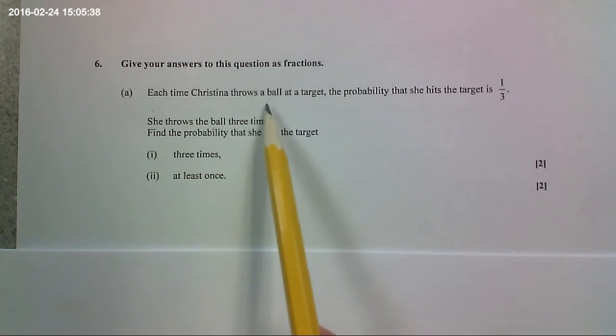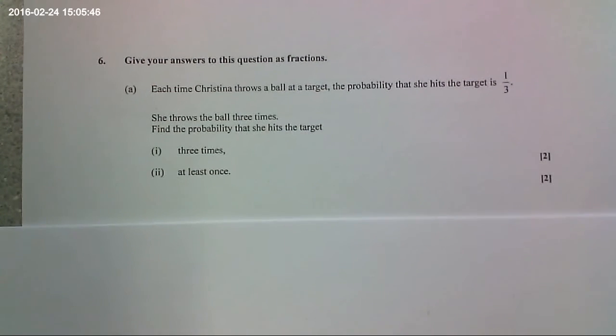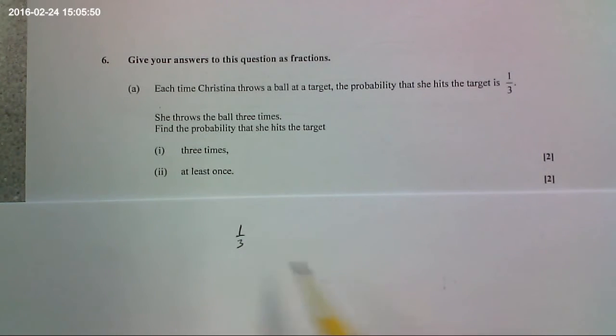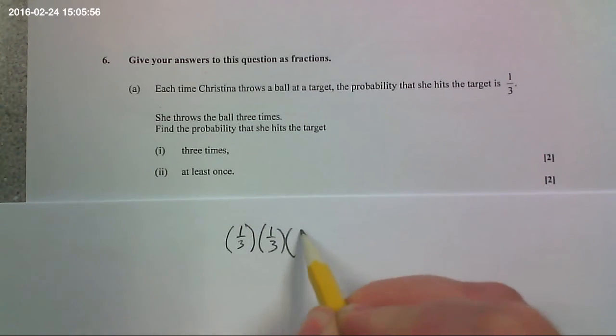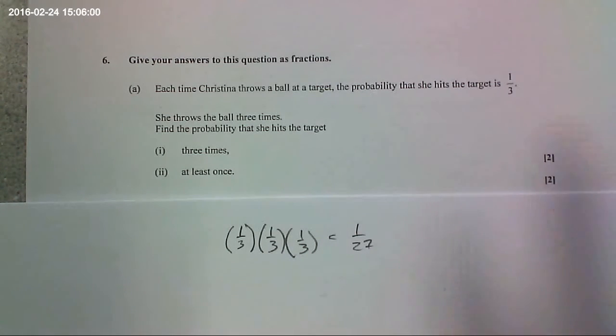It says each time Christina throws a ball at a target, the probability she hits the target is 1/3. She throws the ball 3 times. We have to find the probability that she hits the target first 3 times. Well, if there's a 1/3 probability that she hits the target 1 time, that would be the first throw, this would be the second throw, and that would be the third throw. So that would be 1/27. That part's not too bad.